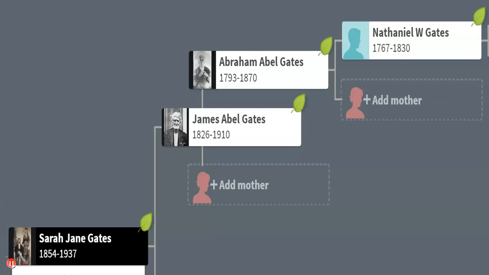Now I'm going to walk through this. We're going to start with Sarah Jane Gates in the left-hand corner. And that's our first generation. Our second generation, James Abel Gates. Our third generation, Abraham Abel Gates. Fourth generation, Nathaniel Gates. And of course, I'm showing the end results of this. I've done the research before to establish all of these links.